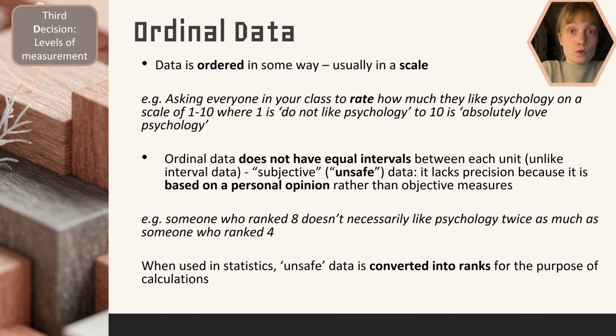Ordinal data is ordered or ranked, such as ratings or Likert scales. For example, asking participants to rate how much they enjoy psychology on a scale from 1 to 10. The intervals between numbers aren't equal. A rating of 8 isn't necessarily twice 4. That's why we call it unsafe or subjective data. It's based on personal opinions, not precise measurement. In analysis, ordinal data is usually converted into ranks to make calculations easier.